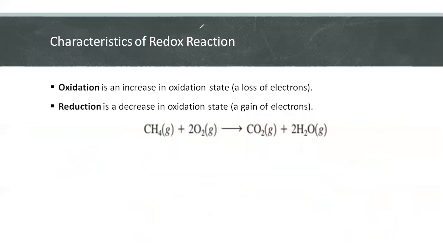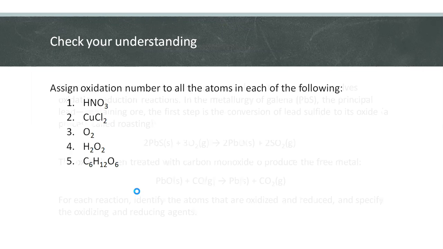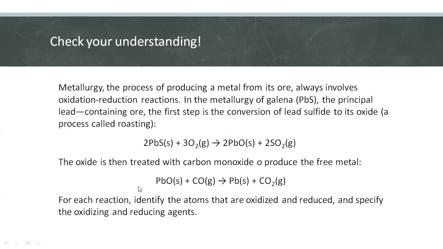Now let's check your understanding. Part 1: assign the oxidation number or oxidation state for the following compounds. Part 2: try this one. For each reaction, identify the atoms that are oxidized and reduced, and specify which is the oxidizing and reducing agent.